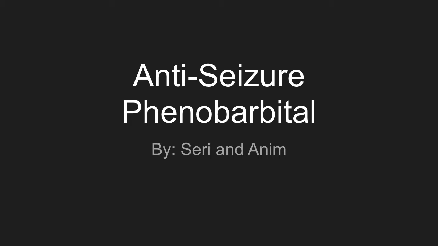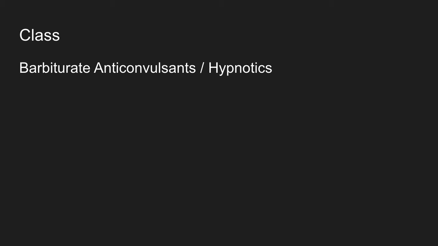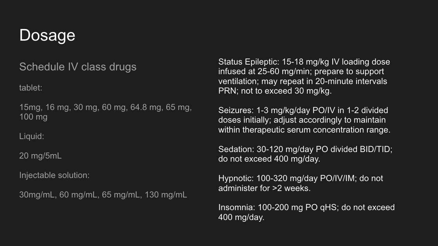Today's presentation is going to be on an anti-seizure medication called Phenobarbital. Phenobarbital is a part of the barbiturate anticonvulsant category class and also the hypnotics. Phenobarbital is part of the Schedule 4 class for drugs. It comes in tablet form, liquid form, and injectable solution.